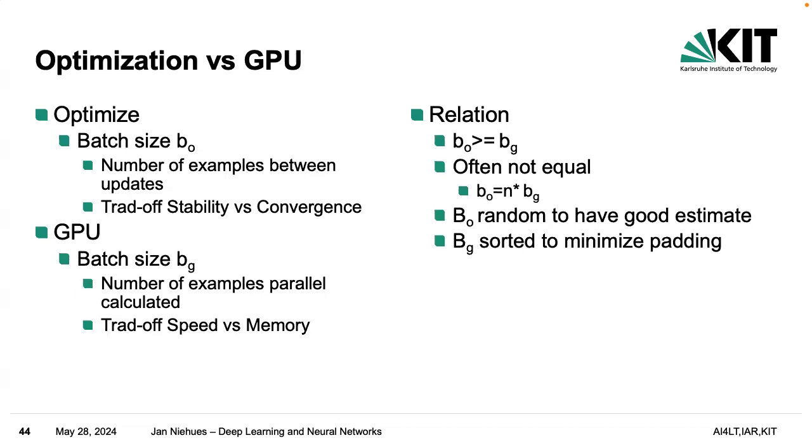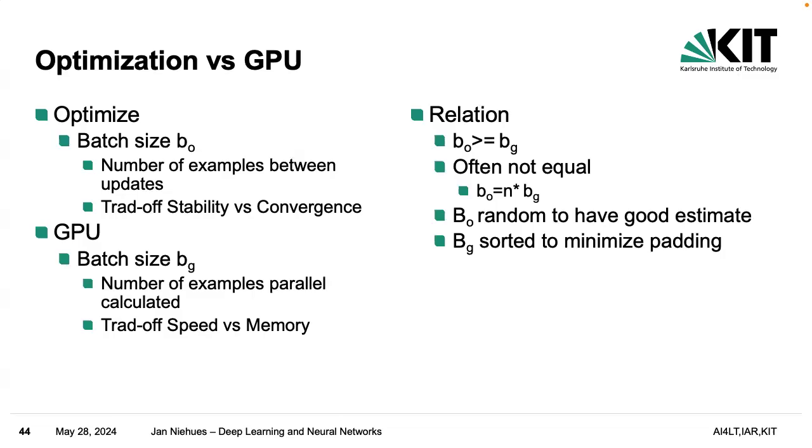Then, if you remember back at the beginning of the lecture, we talked about GPUs, and there we're also calculating not each example singly, but we are calculating batches. So we are putting several examples together into the neural network and in parallel calculating the forward pass and the backward pass.